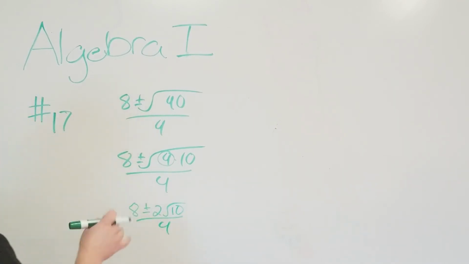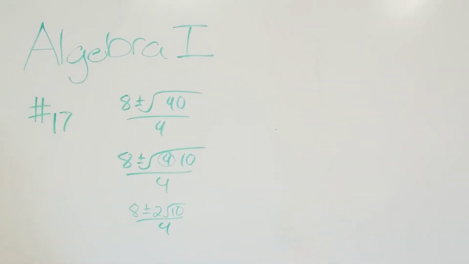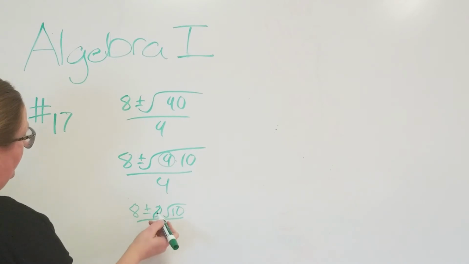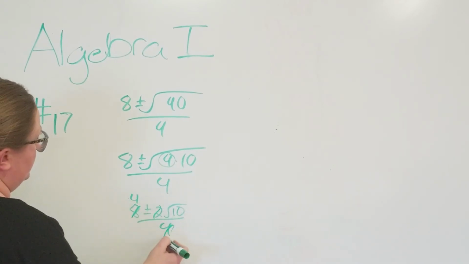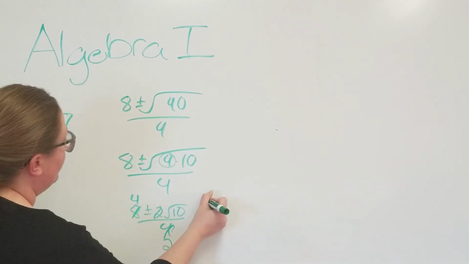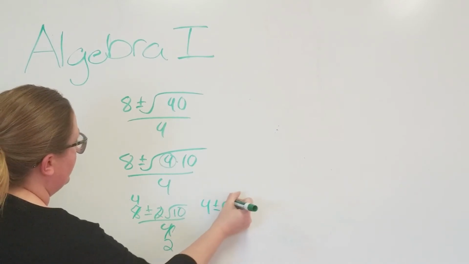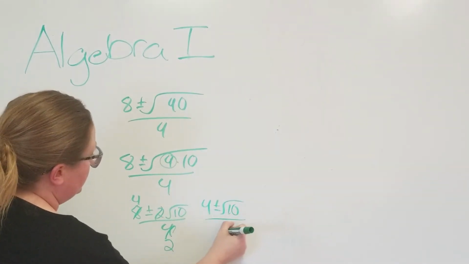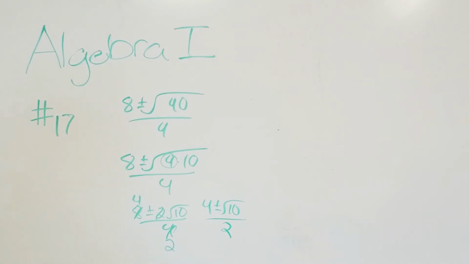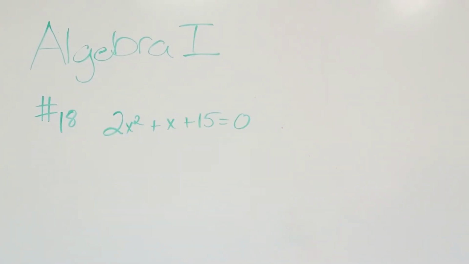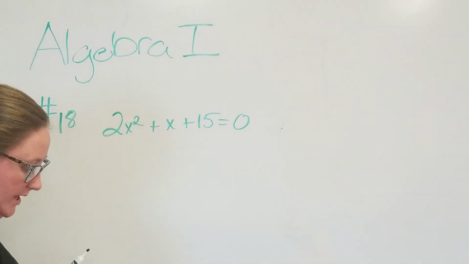And then as long as all three of these numbers can reduce by the same thing, you can do that. So they can all reduce by 2, so you can reduce this to a 1, this one to a 4, and this one to a 2. So what you have left is 4 plus or minus square roots of 10 over 2. So you have 4 plus square roots of 10 over 2, and 4 minus square roots of 10 over 2. All right, number 19, I think it actually is 18.